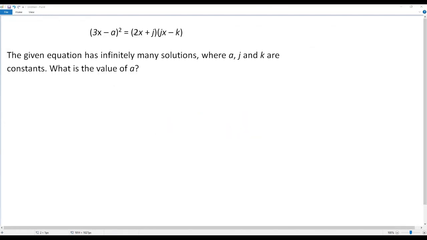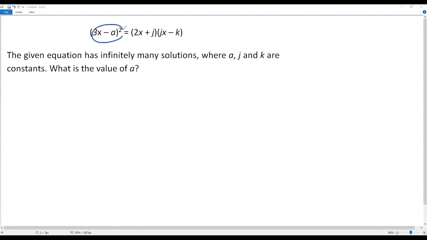3x negative a the whole square equals 2x positive j times jx negative k. The given equation has infinitely many solutions where a, j and k are constants. What is the value of a? Okay, the question says this equation has infinitely many solutions. Now what we can do is expand the square of the binomial on the left side, and multiply the two binomials on the right side. Once you are done with this, then we can discuss this particular information. The equation has infinitely many solutions. What can we do with this information?